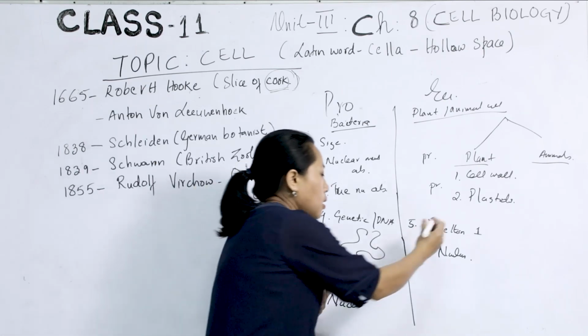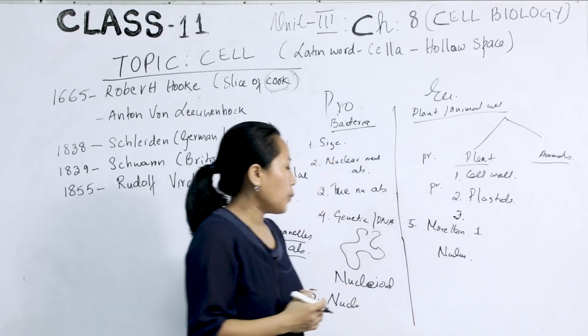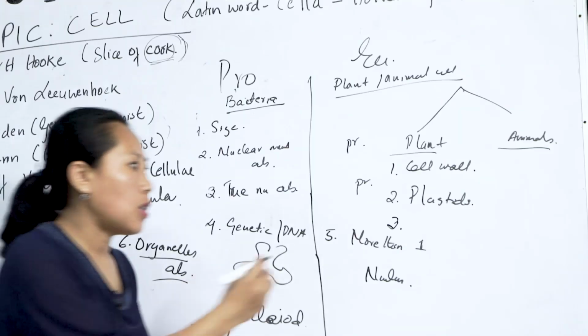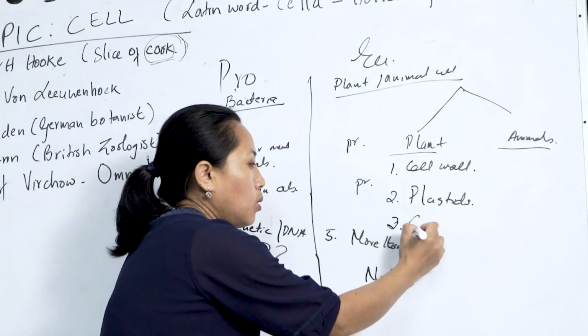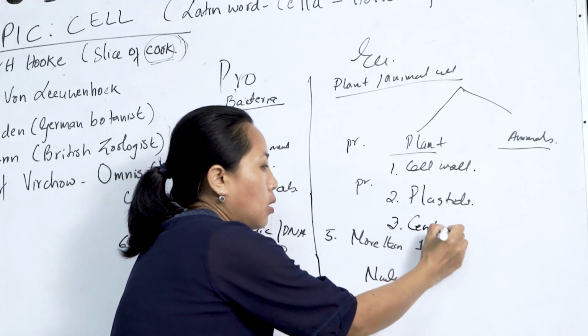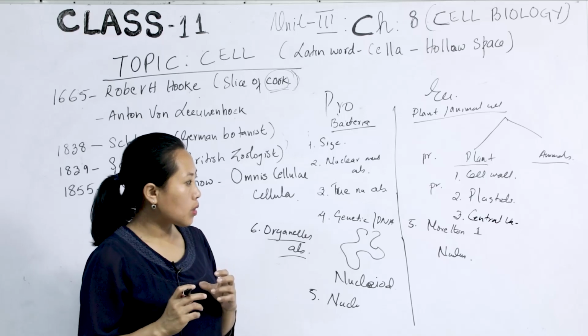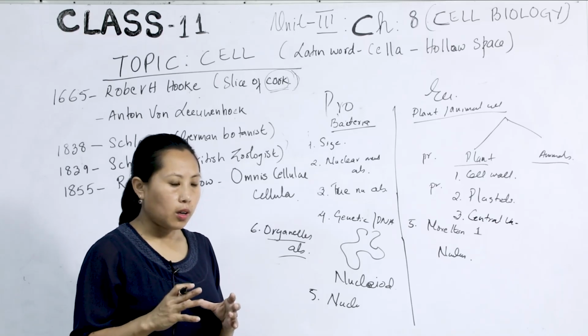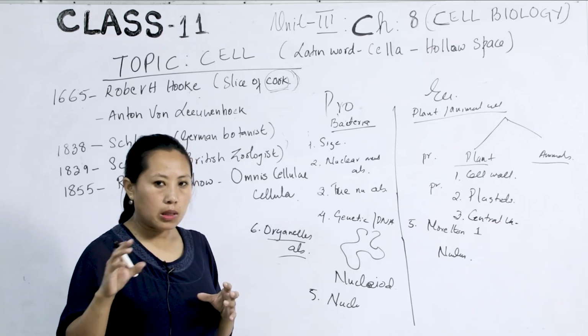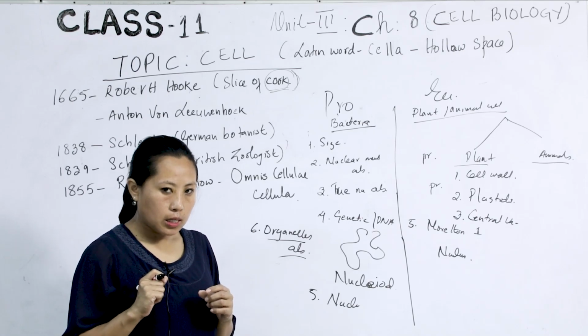And the next is, in plant cells there is a large central vacuole, while in animal cells, instead of a large central vacuole, there are many vacuoles which are scattered in the cytoplasm of the cell.